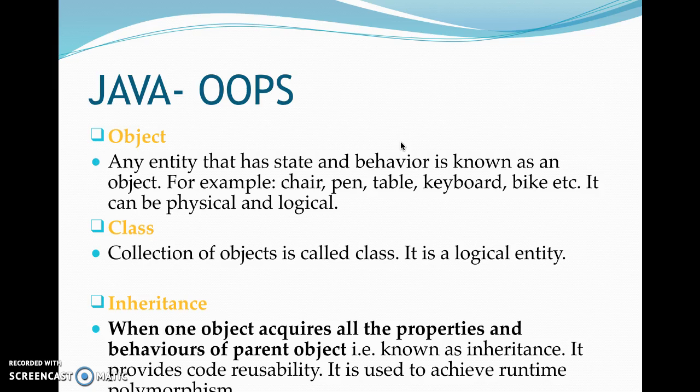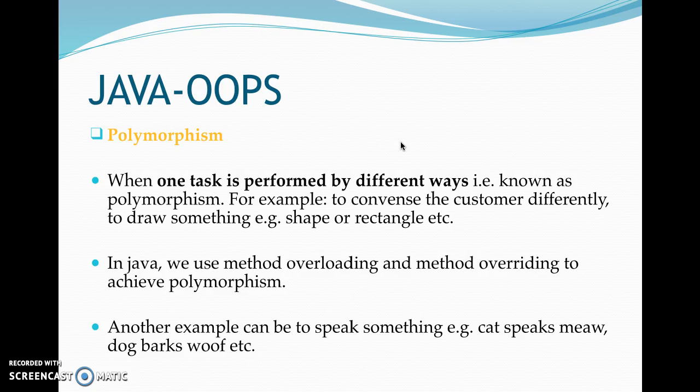By inheritance in an object-oriented programming language, we mean that you can reuse the available code if you inherit that particular class. It is used to achieve runtime polymorphism. By reusing the code, we avoid unnecessary complexity while programming. So that's how inheritance helps us.